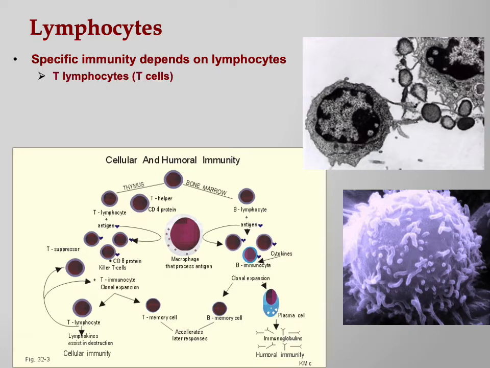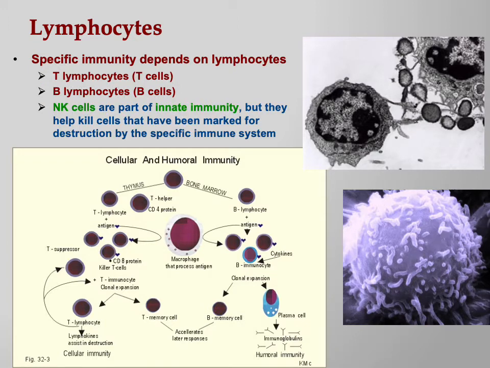So T lymphocytes, we nickname them T cells. B lymphocytes, we nickname them B cells. The only lymphocytes that were part of innate immunity were the natural killer cells, but they will help kill things that have been marked by the antibodies of the specific immune system. So there is a tie-in, but specific immunity really depends on T lymphocytes and B lymphocytes.